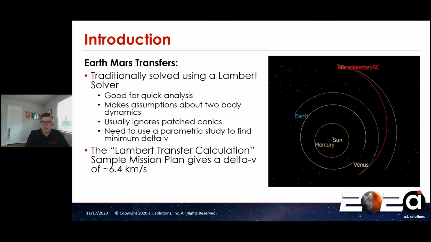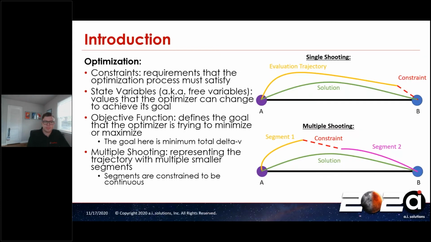That said, I ran the Lambert transfer calculation sample mission plan that's delivered with FreeFlyer, and I put in the departure and arrival dates that we're going to use here. That gave us a delta V of approximately 6.4 kilometers per second. So that's going to serve as our baseline that ideally we want to do better than using optimization.